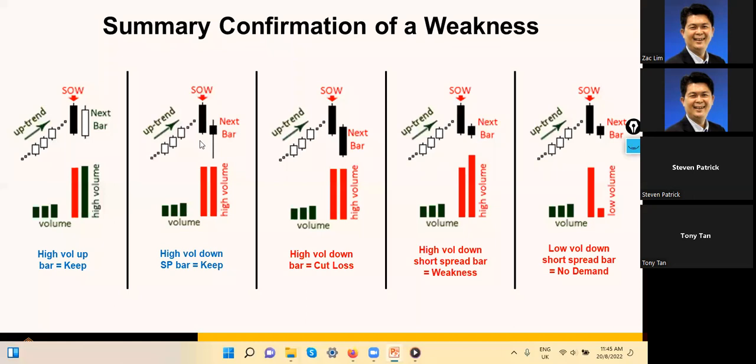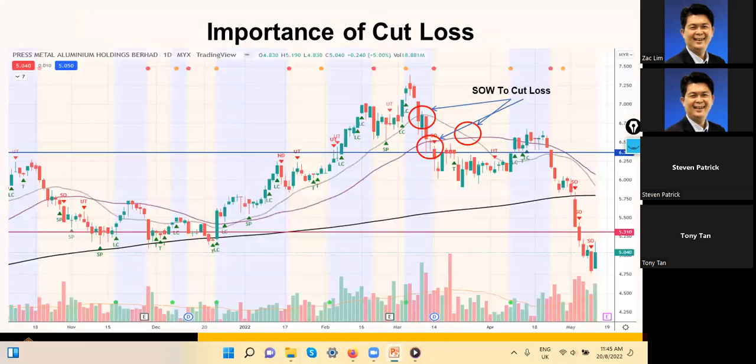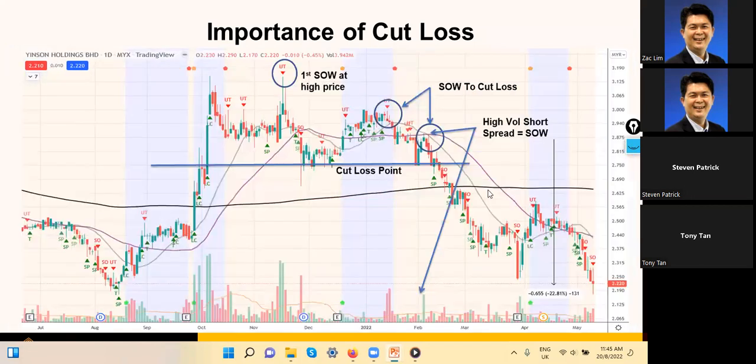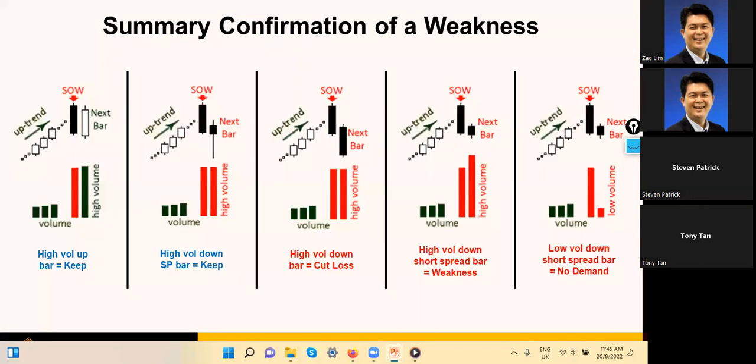Sometimes you don't see the LC. But never mind, this chart might be okay. So I can explain later on in the group also. This one is just to illustrate the importance of cut loss. So you can go through this.